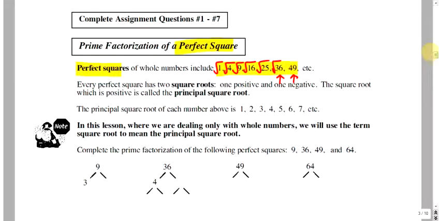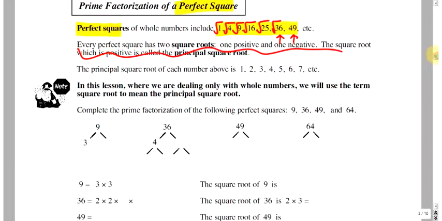Okay? Don't worry so much about this. All it's saying is, 4 times 4 is 16, but negative 4 times negative 4 is also 16, isn't it? Okay? So every square root has two different answers. Don't worry about it right now. All right. We're dealing with whole numbers. Why are we talking about this? Because we're still doing prime factorization. Okay? It's included. Complete this.